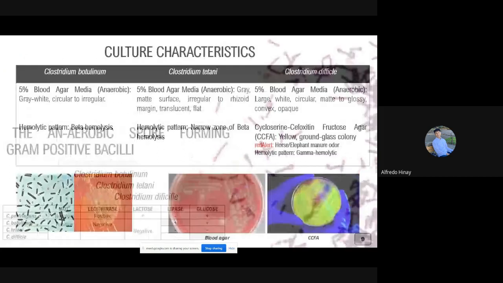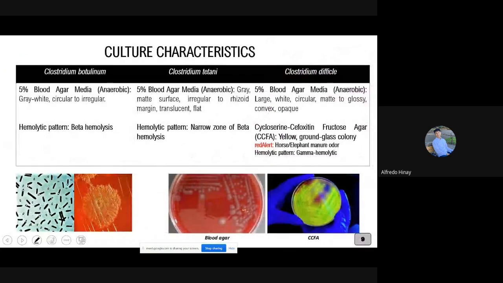Next is you have your Clostridium botulinum class. For the culture characteristic of your botulinum, tetani, and difficile, they have a negligible characteristic on your 5% blood agar. So, ibig sabihin class, very less likely na gagamitin natin yung blood agar plate for the differentiation of the three organisms. Pero, pwede natin gamitin yung hemolytic pattern class. Kasi yung hemolytic pattern ni Clostridium botulinum in your blood agar class is beta hemolysis. Although your Clostridium tetani also produce a beta hemolysis pero narrow zone siya class. Okay? Narrow zone siya. Okay?